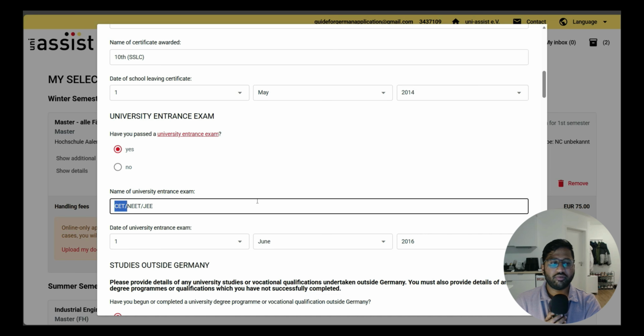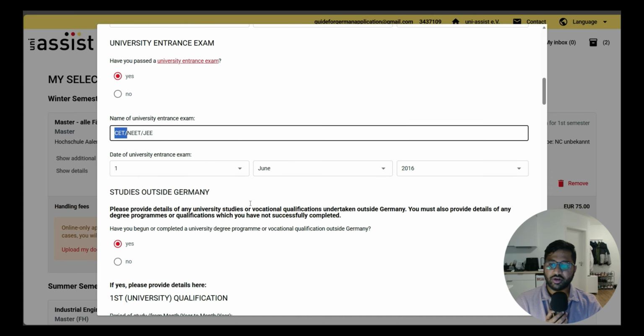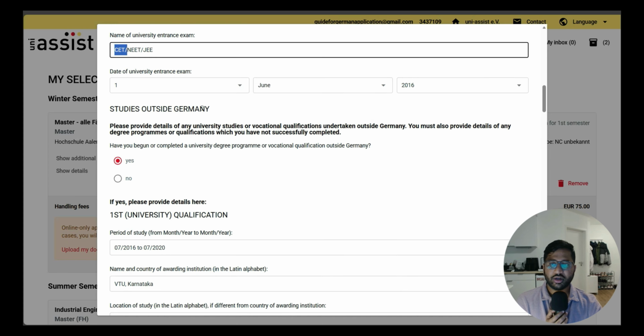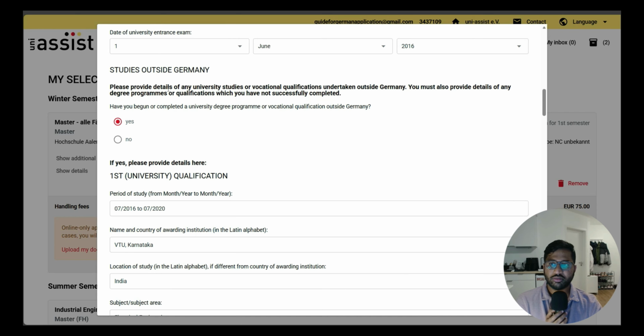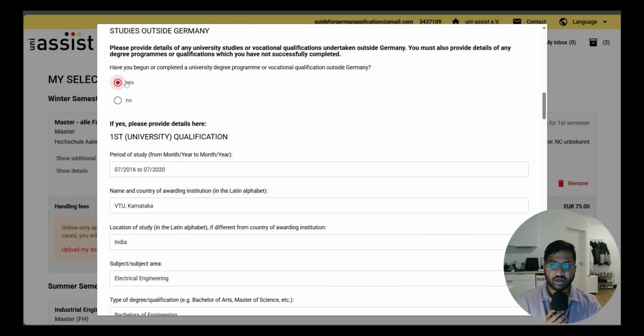But if in the end you got your engineering seat just by donation or anything like that, then you can also click on no, and there is no need to fill anything here. Then the date of university entrance examination is 1st June 2016. Then, studies outside Germany: yes, we have done our bachelor degree outside Germany. That's the reason I've selected yes.